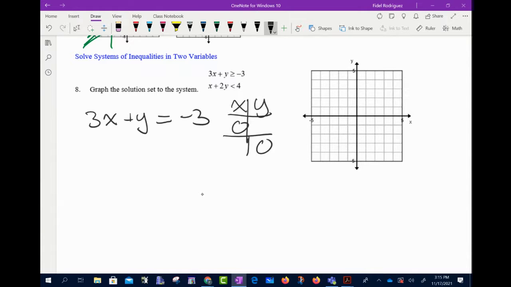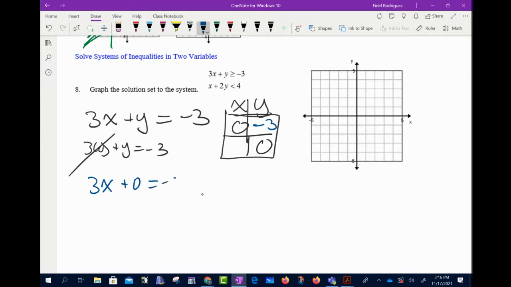And this is what we're going to do. We're going to figure out what happens when the x value is equal to 0. If I plug in a 0 for x, 3 times 0 plus y equals -3. Do you agree that piece just goes away? What's y equal to? -3. Now I'm going to do the same thing, but I'm going to put the 0 where the y used to be. So 3x plus 0 equals -3. That goes away. What would x be equal to?